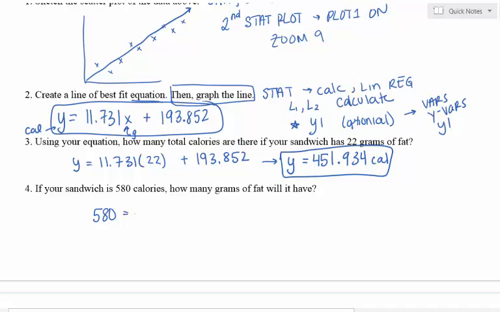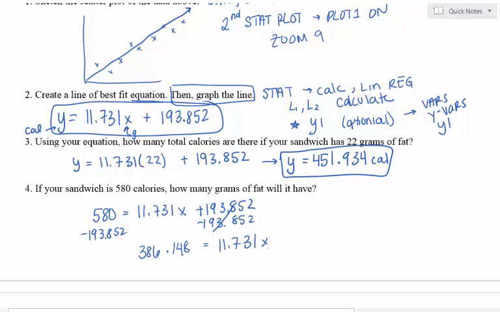So 580 equals 11.731X plus 193.852. I can solve. So if I subtract this 193.852 from both sides, I get 386.148 equals 11.731X. Divide both sides by 11.731. X equals 32.917 grams of fat. Make sure you include your units.